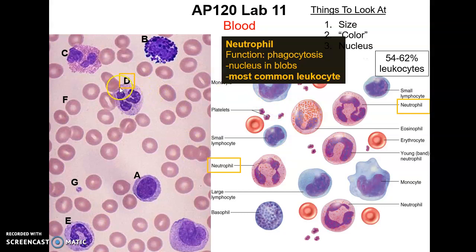There are neutrophils. Neutrophils are the most common leukocyte, the most common white blood cell. They have their nucleuses all blobbed around. They're kind of purplish in color. And they also engage in phagocytosis. They engulf pathogens, bacteria, viruses, and destroy them. And neutrophils function both in the bloodstream and in tissues.